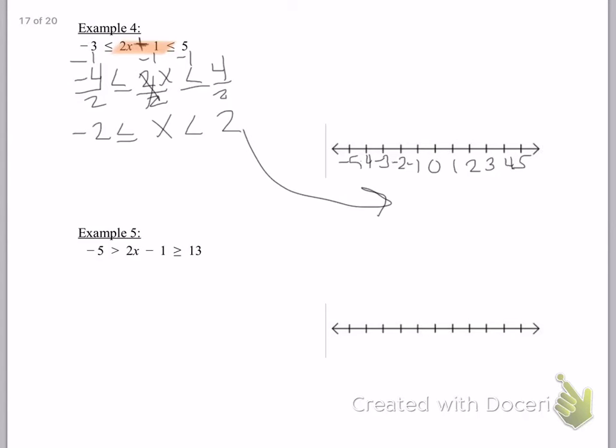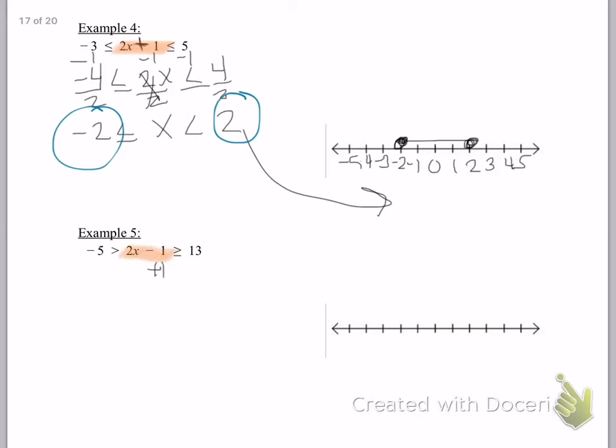So we got to figure out where our points are. So we'll have one at -2 and one at 2. And they'll be closed circles. One at -2, one at +2. Connect the dots and you're finished. So we have one more problem. Example number 5. Same thing. We got to isolate the variable in the middle.